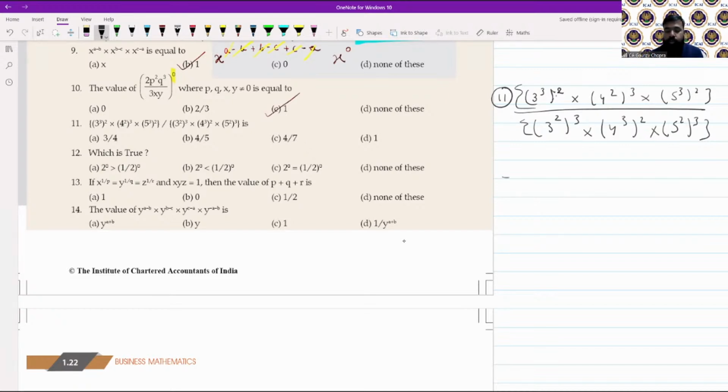So now what we have to do, we have to simply make some basic calculation. So 3 to the power of 3 into 2 becomes 6. Then 4 to the power of 2 into 3 is also 6. And 5 to the power of 3 into 2 is also 6. In denominator, we can see that 3 to the power of 2 into 3 is also 6. Then 4 to the power of 6 and 5 to the power of 6. So numerator and denominator both are same. So since both are same, we can cancel them and result will be 1. So final result will be equal to 1.